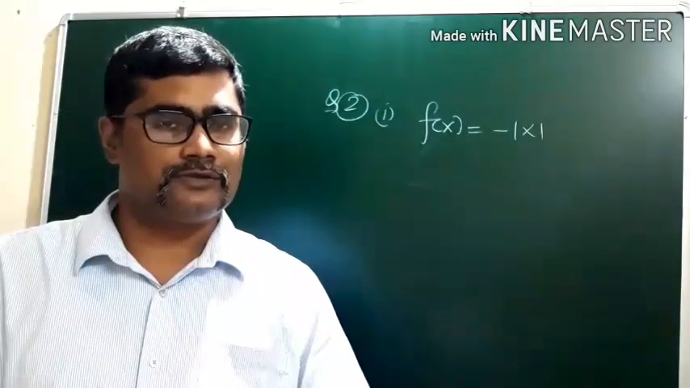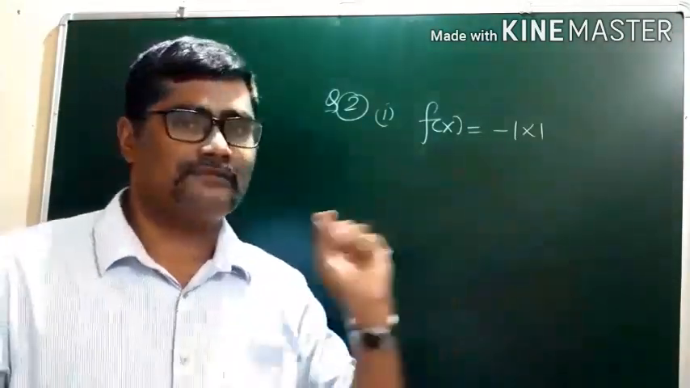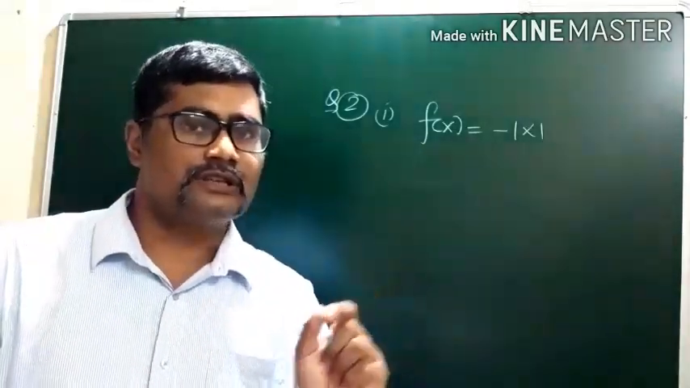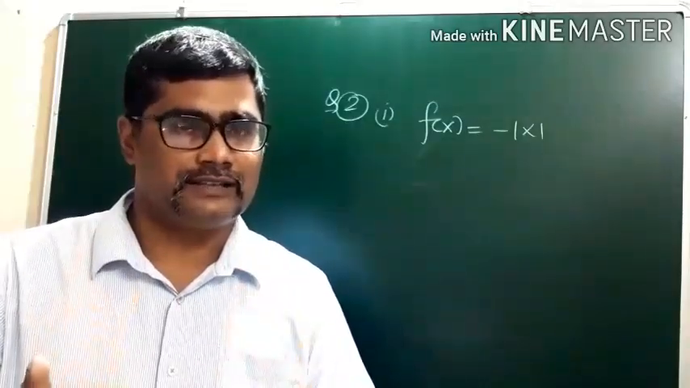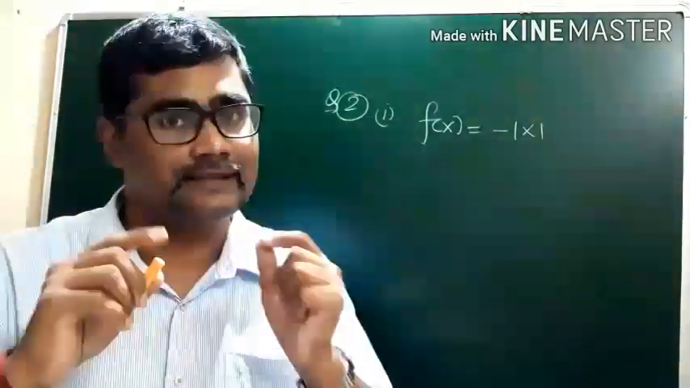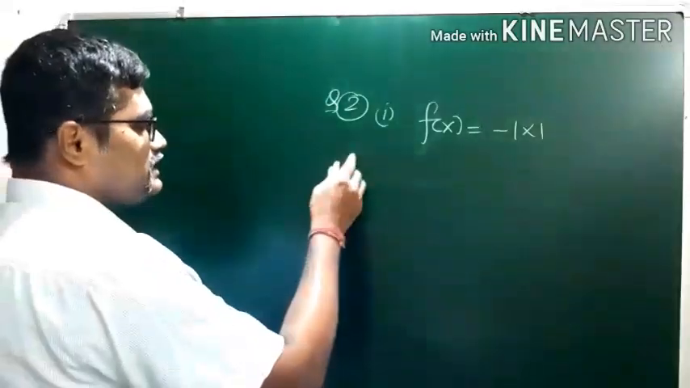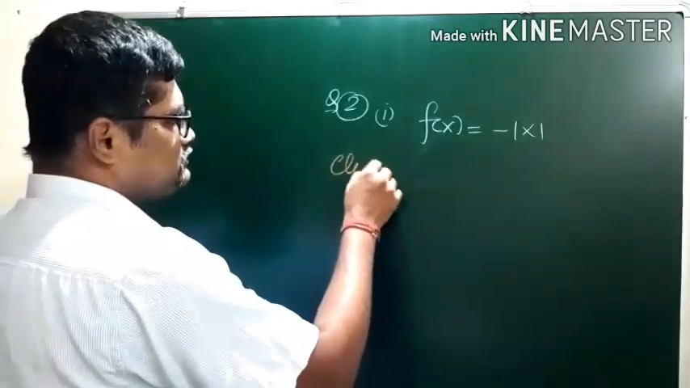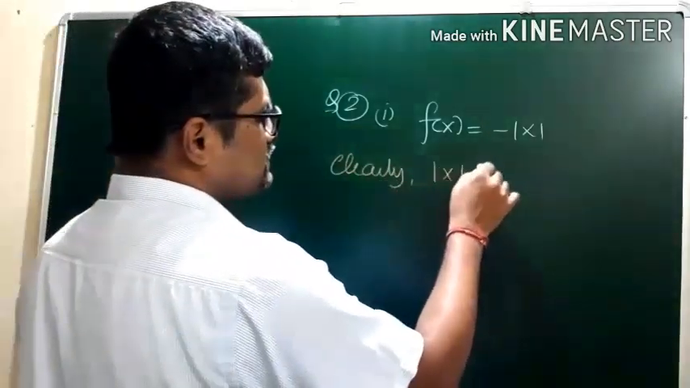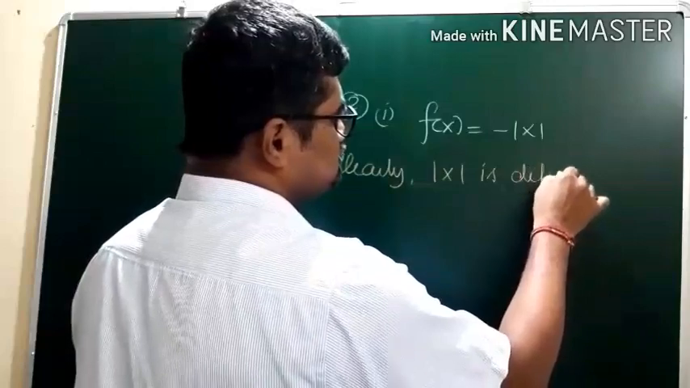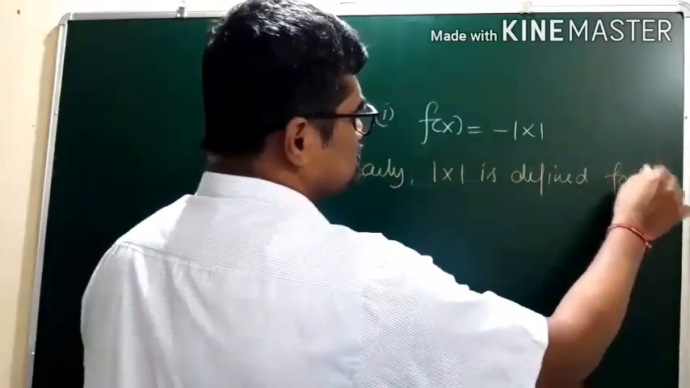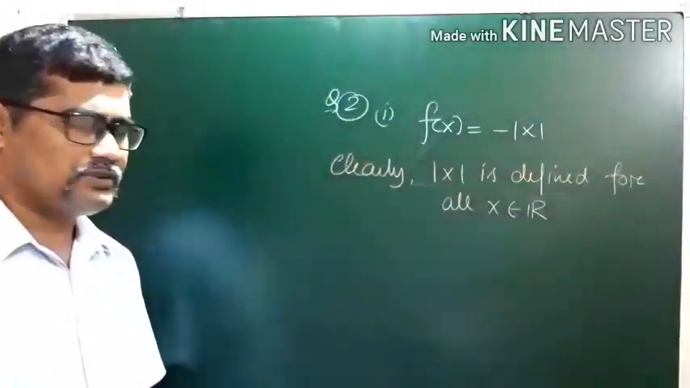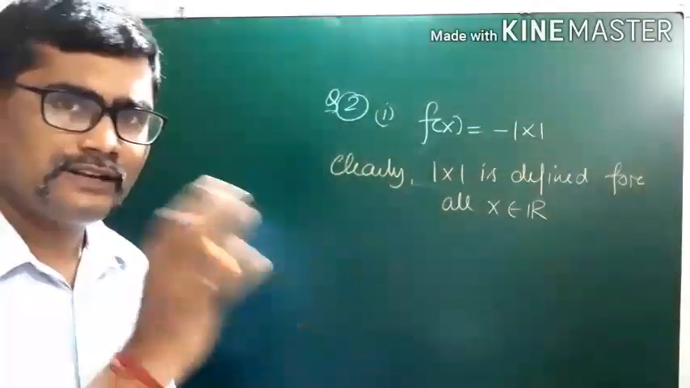Domain means those values where I can find f of x finitely. That means if I give x as input, my output should be finite. That only I have to take care of, and for what x it is. So you can see clearly, because I know now more about modulus x, that modulus x is defined for all x belongs to real number. Modulus x is defined for every real number.